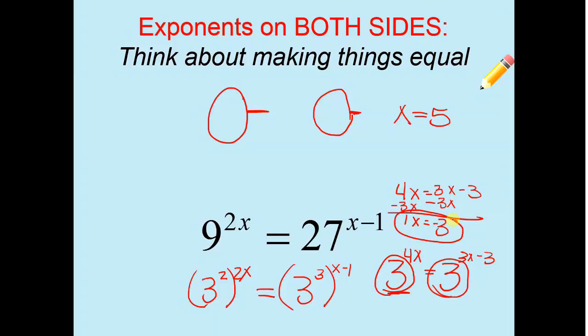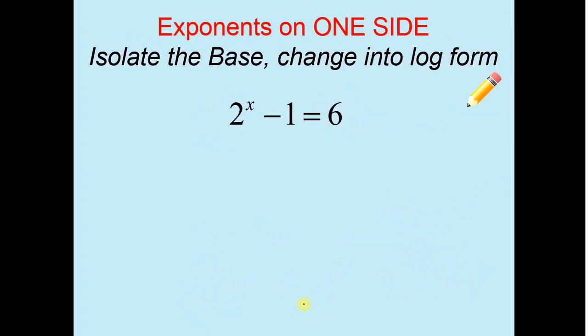I think that these are probably a little harder, just getting the bases the same. So always think, how can I get to have the same base? That is the question you're always going to want to ask yourself on these ones. Now, exponents on one side. You need to isolate the base and then change to log. So you're going to get stuck in exponential form, so you're going to go to log world. Let's get this just all alone.